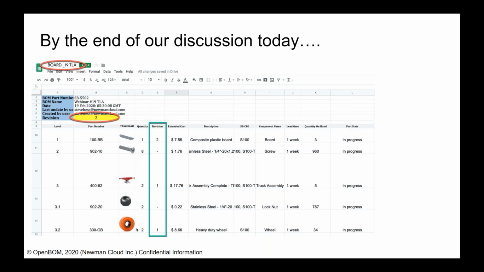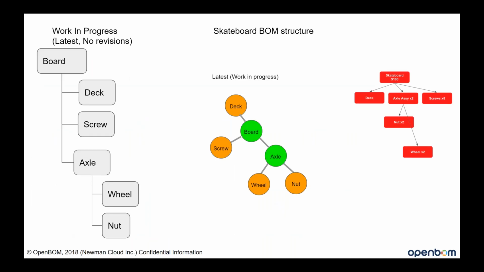By the end of this discussion today, we want to arrive at a place where we have a revision for a top level BOM. In this example, I've got revision 2, and I have some components or items shown in the BOM that appear at different revisions. In some cases, the deck is going to be at revision 2, while the revision of the axle assembly will be at a later revision, revision 1 here.